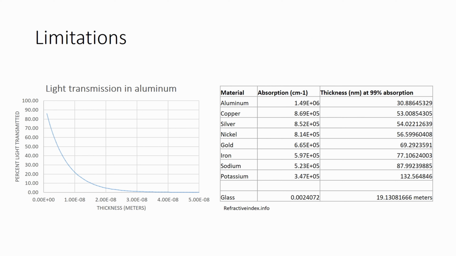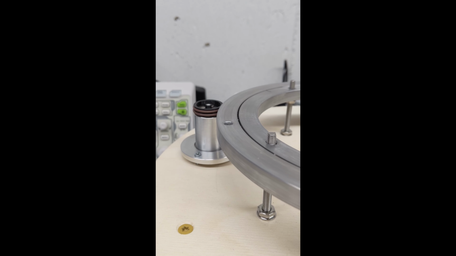I've calculated the maximum thickness you could measure for a few different materials. Additionally, your sample cannot be too transparent. As you can see for glass, you would need about 19 meters to absorb most of the visible light coming through.